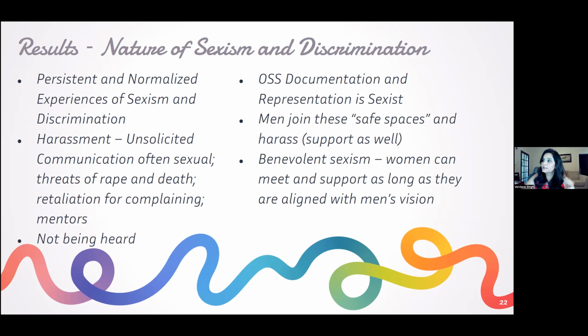Sometimes I also saw that these safe spaces were also, of course, there were men who were allies who were there to support and discuss and brainstorm ideas, but then there would be disruptors who join even these safe spaces and create issues there or harass. Benevolent sexism was very common. So some things like you can meet and support each other and be in this social space as long as your agenda aligns with what our vision for the project is. If you start diverging from that, then there's a problem. So we'll allow you to do this because it's your little space, kind of.